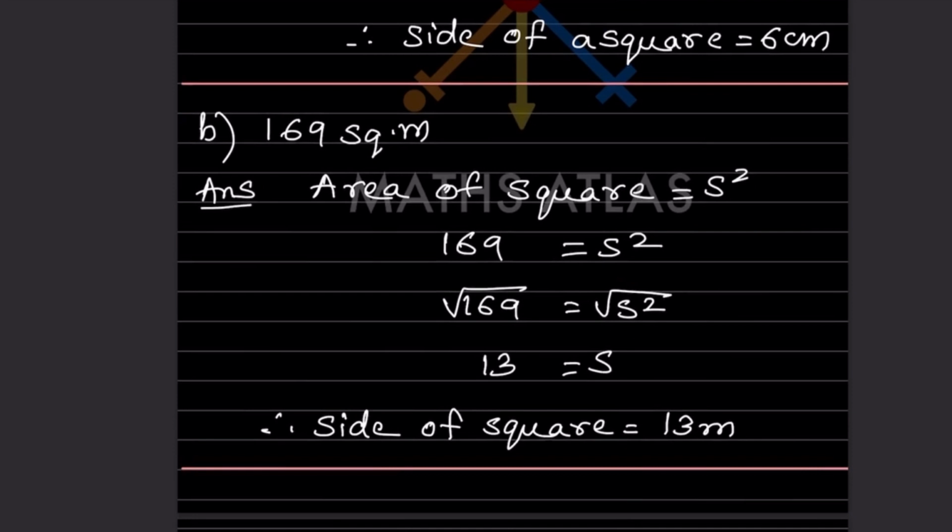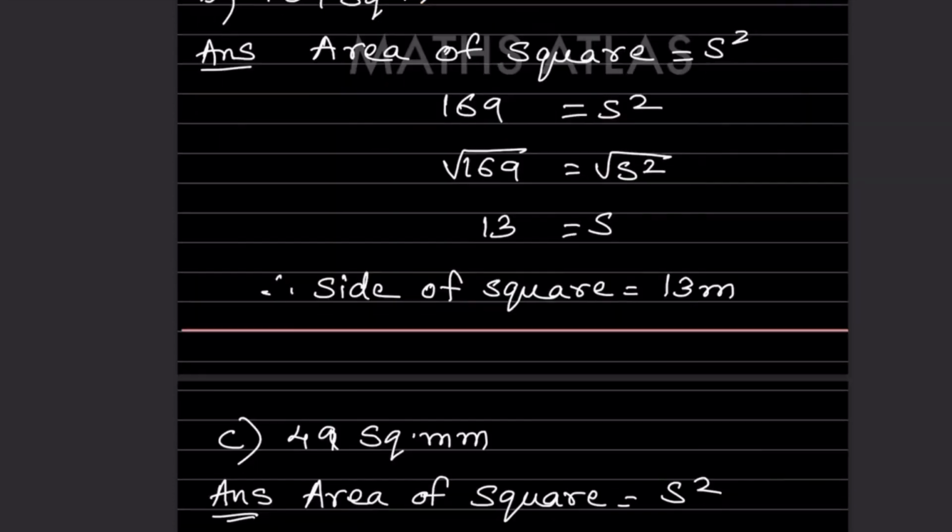Again here, area of square, you start with the same formula, so you square both sides. So the root of 169 is equal to the root of S squared, so this is S. See here, 169 is 13 multiplied by 13, so the square root of 169 is going to be 13. So you have to learn the squares.